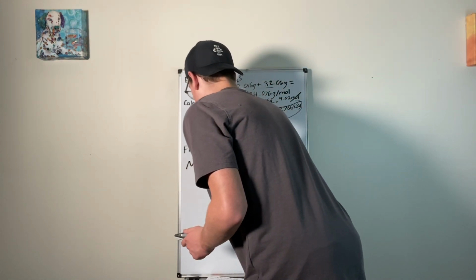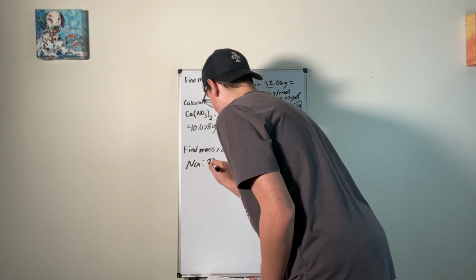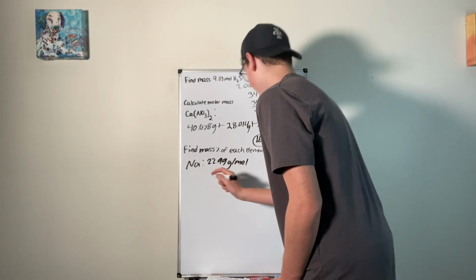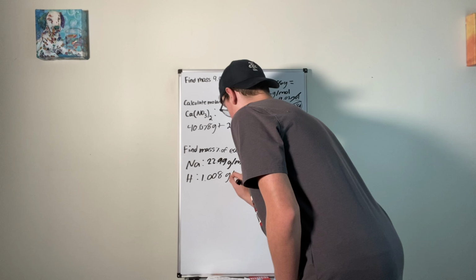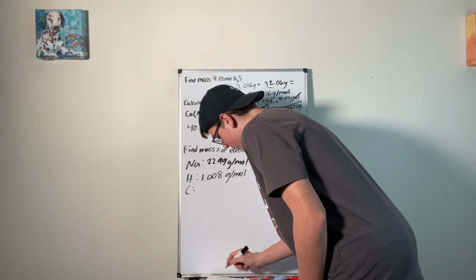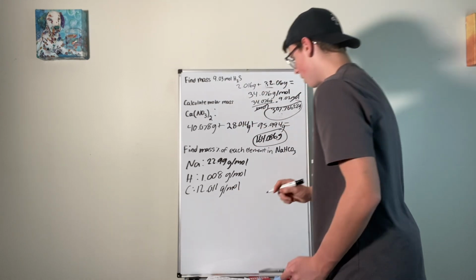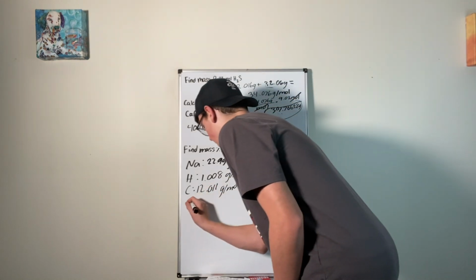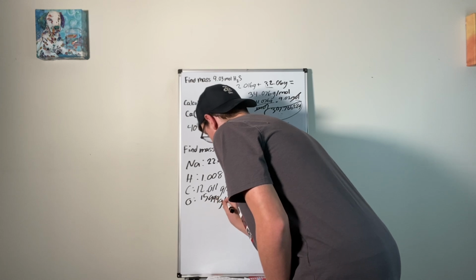So sodium is, let's check, 22.99 grams per mole. Okay, then hydrogen is 1.008 grams per mole. Then carbon is 12.011 grams per mole. I'm just getting all this from my periodic table. And then oxygen, which is O3, oxygen is 15.999 grams per mole.